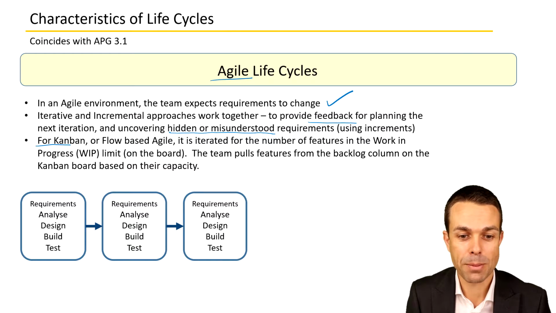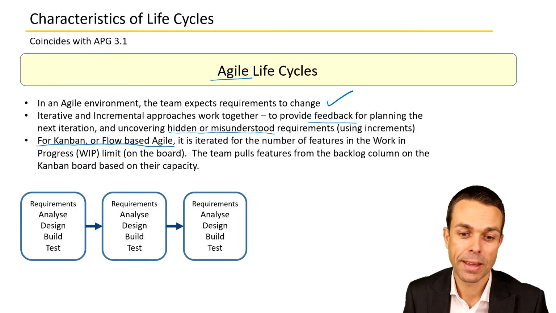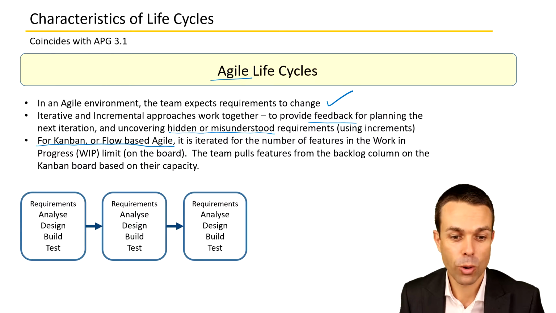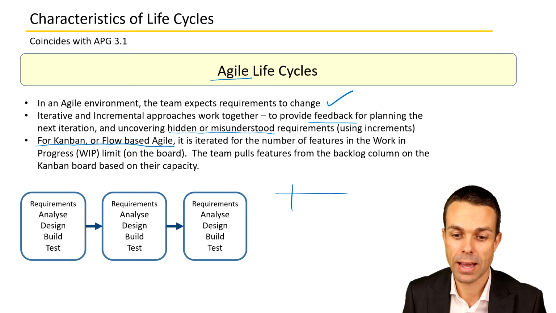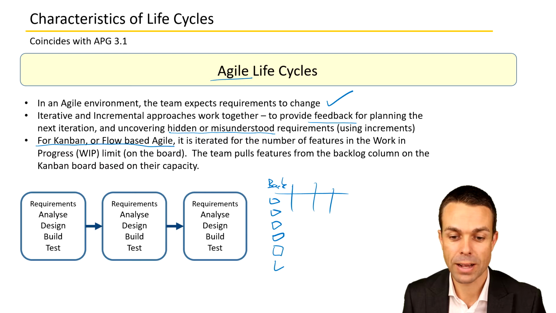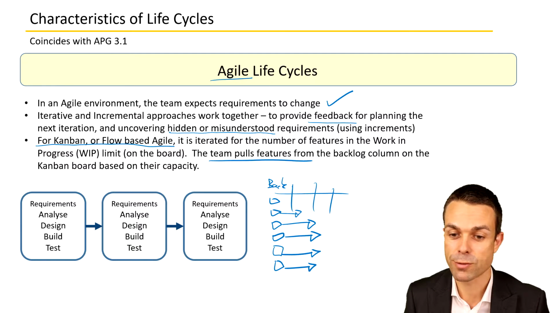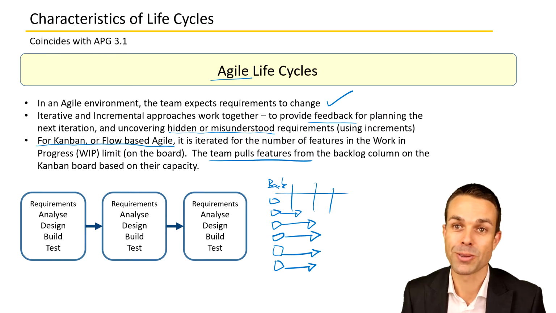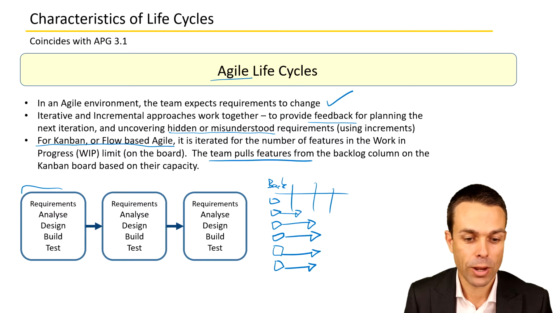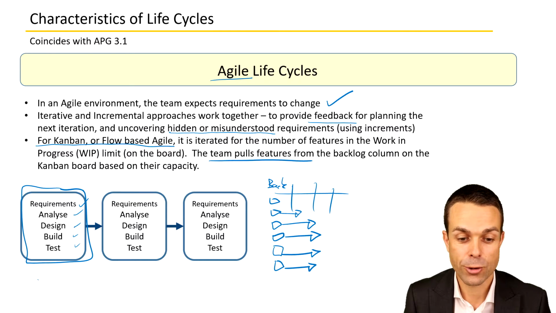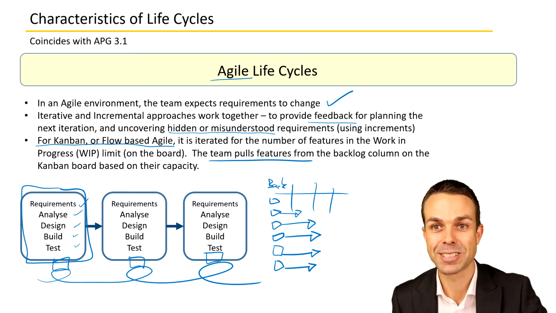When we're using Kanban or flow-based Agile, it's iterated for the number of features in the work in progress. So in other words, with our Agile board and our backlog, as we saw before, we might have 20 items in the backlog. So the team pulls those features from the backlog column on the Kanban board based on their capacity. And as you can see, we're iterating, but we're also delivering increments, and we're looking at the requirements, analyze, design, test, build, iterating that, but also delivering that through small increments for our customer to see, feel, and touch.